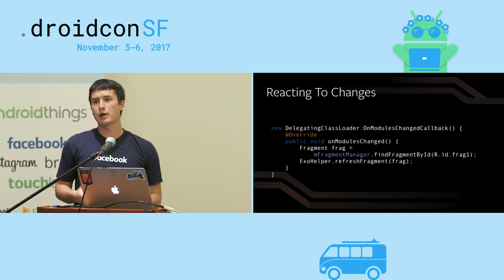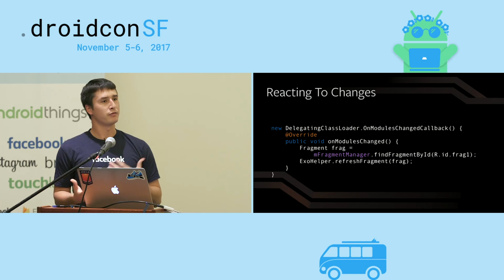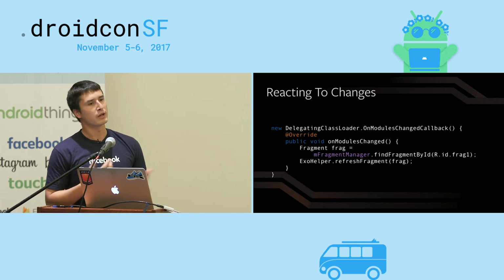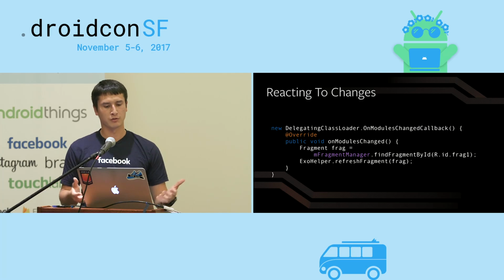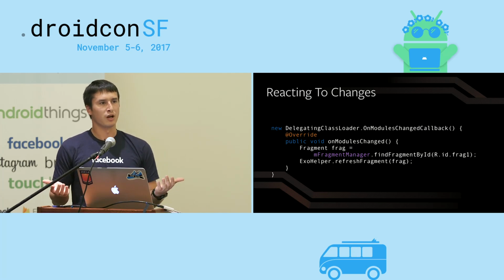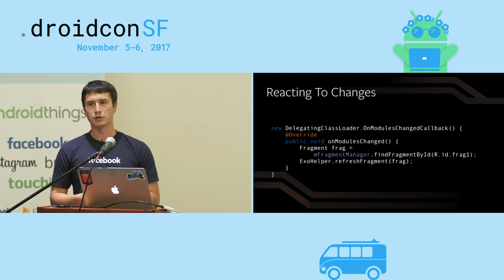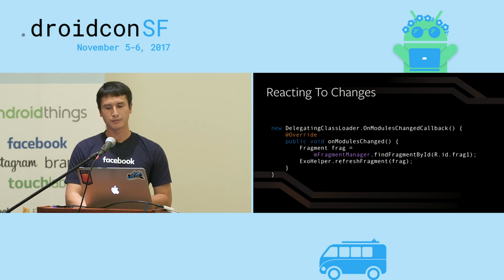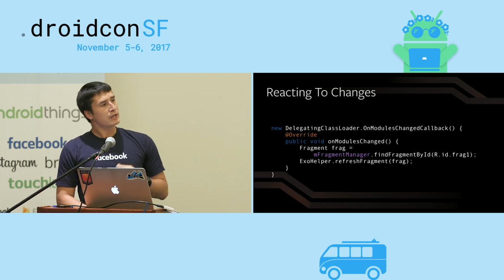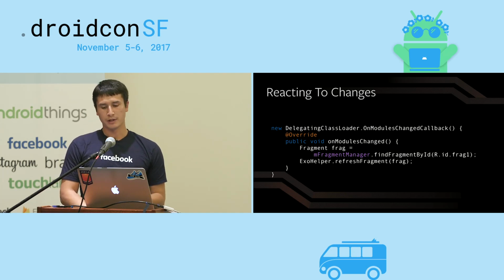But again, these are just helper functions. We'd love to write more of them if you come to us with specific use cases. But you can also do whatever it is you want here, and you can register lots of these callbacks. You're obviously not limited to just one, so you can respond at any level in your app, maybe even in a background service or something like that. So that's what hot swap is and how you use it.